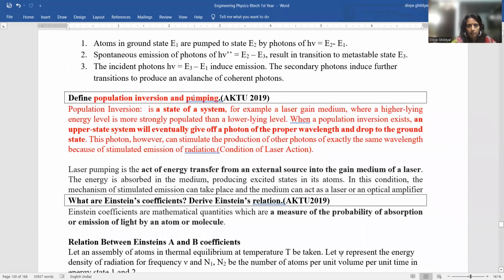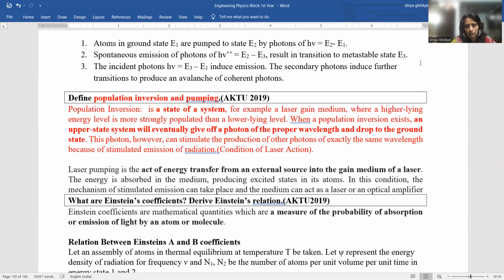Next, define population inversion and pumping. Section A question. Population inversion is a state of a system. If you want to memorize it, there is another way. See it as a simple English word. Population means number of people or number of atoms. Inversion means to invert the process. So in the natural process, the number of atoms is always lying in the ground state. If I invert this process, it will be known as population inversion.